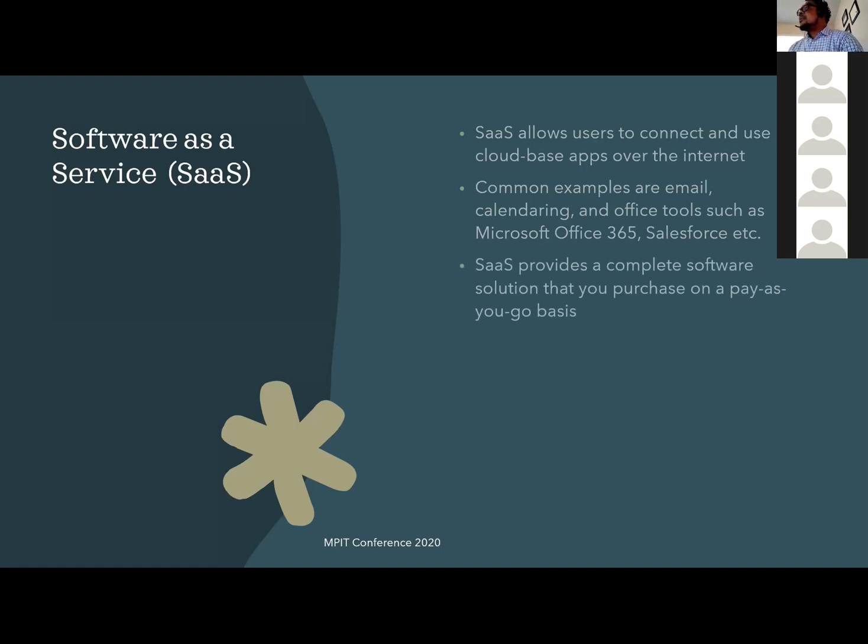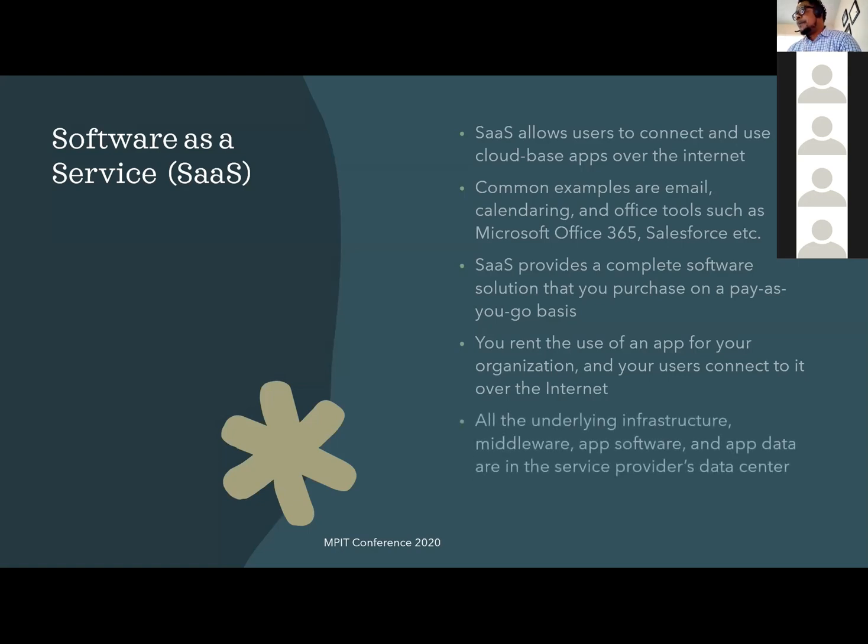Software as a service provides a complete software solution that you purchase on, again, a pay-as-you-go basis. You rent the use of an application for your organization, and your users connect to it over the internet. That's a good thing about Azure, guys. You get to connect using the internet to do whatever it is that you're doing. All the underlying infrastructure, middleware, app software, and of course, app data are in the service provider's data center. You don't get to see them, you don't get to touch them, you don't get to manage them. Microsoft manages that for you.